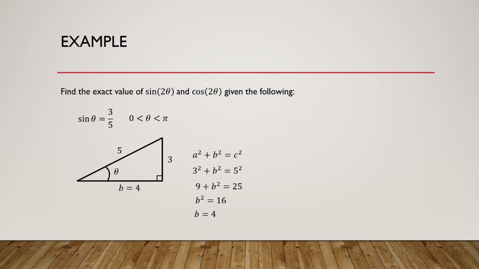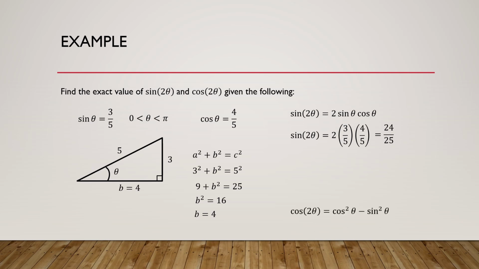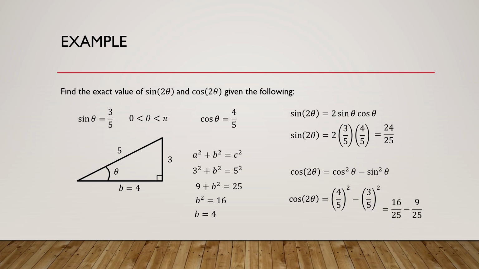We can now see that if sine theta equals 3 over 5, and the adjacent side equals 4, then cosine theta must equal 4 over 5. Given the identity, we fill in the values to get sine 2 theta equals 2 times 3 over 5 times 4 over 5, or 24 over 25. For cosine 2 theta, we fill in the values, take the squares to get 16 over 25 minus 9 over 25, or our final answer, 7 over 25.